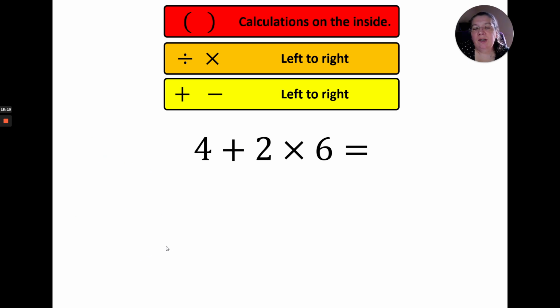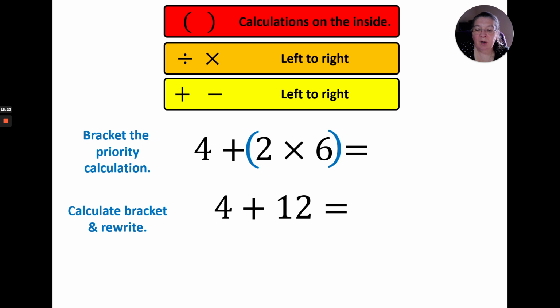Okay, same rules. 4 add 2 times 6. Which is the part that we need to do first? Let's put some brackets around it. So 2 times 6 we need to work out first. That's 12. So we've got 4 add 12. Now we can add those together. 4 plus 12 is 16. Again, if we hadn't done BIDMAS, we'd have had 6 times 6 is 36, which would have been a very different answer, and of course would have been incorrect in an exam.